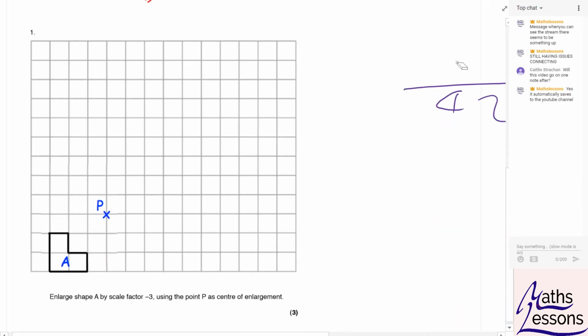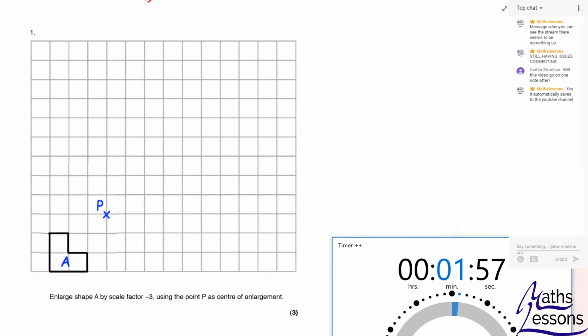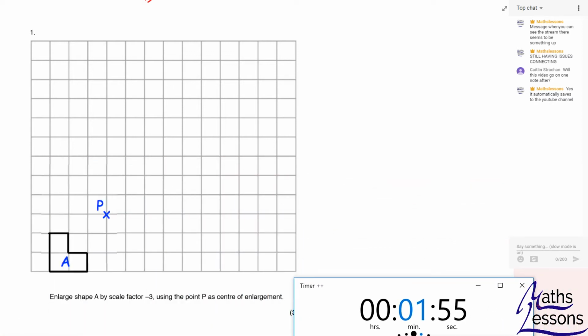We're going to enlarge shape A by scale factor -3. So I'm going to enlarge this shape here, scale factor -3. I'm going to give you just over a minute to have a look at that one. So it says 2 minutes. I'm going to give you about 1.5 of that timer. I'm just going to use the timer for 2 minutes because it's easy to get going. I'm going to give you 1.5 minutes to have a go at this, because this one you've got to think a bit more to do it.